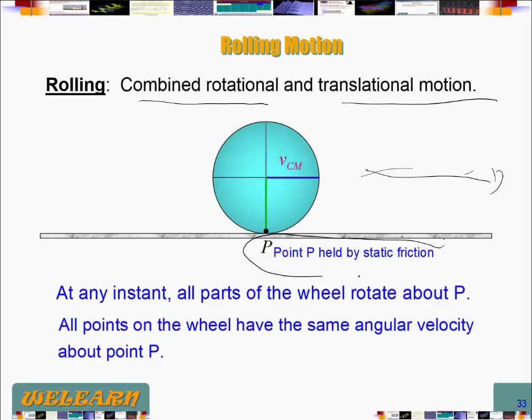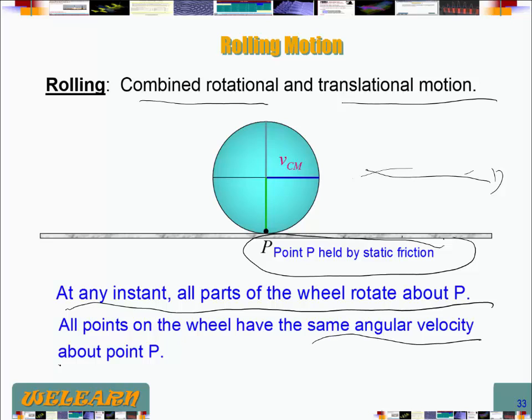That point, let's call it point P, is held by static friction. Without static friction, the ball is going to slide instead of rolling. Now, what you need to remember, at any instant, all parts of the wheel are going to rotate about point P. And they all have the same angular velocity about that point P.